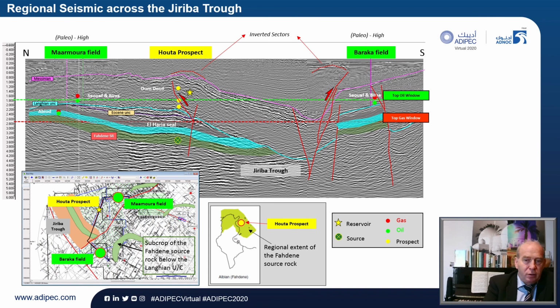Last step is the situation at present. Plio-Pleistocene series have been deposited. Inversion of the structures along the margins of the trough has occurred. And we can see basically hydrocarbon migration occurred along the windows in the Langian unconformity to reach the traps of the inverted structures and also the hydrocarbon producing fields at present, of course.